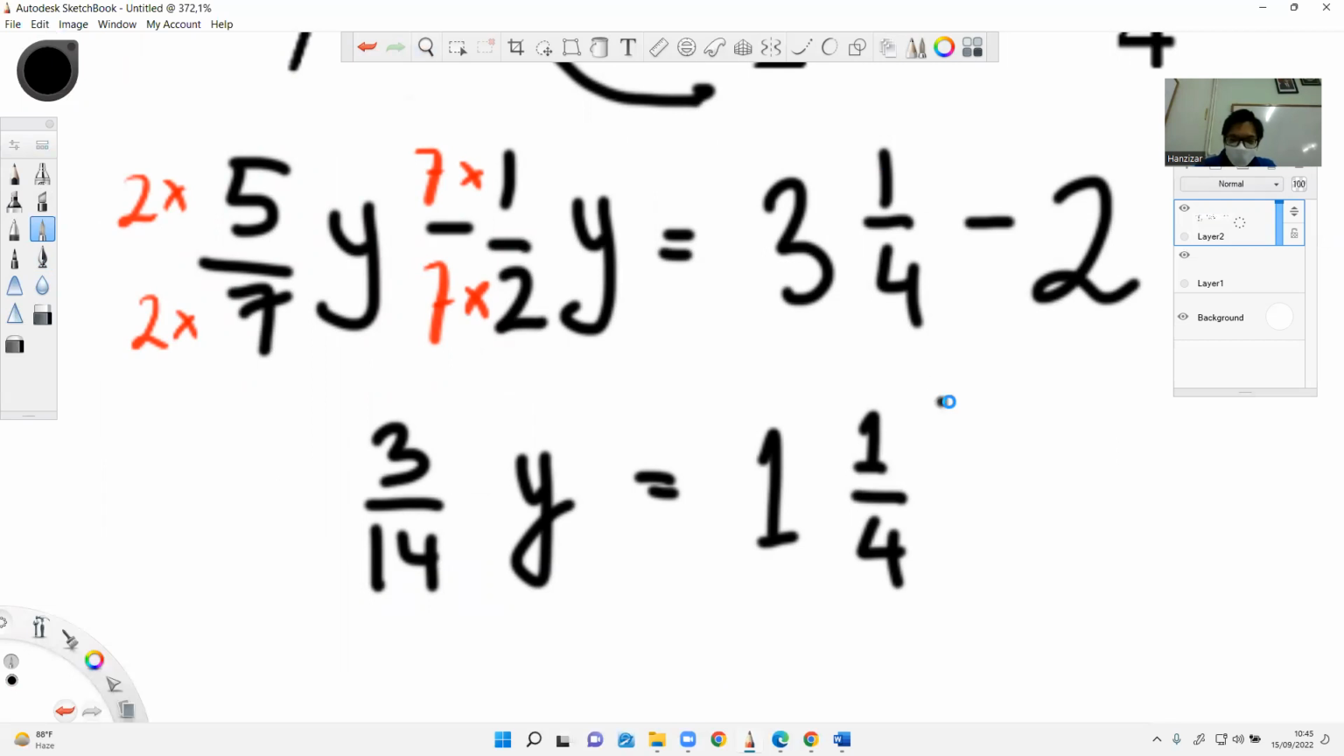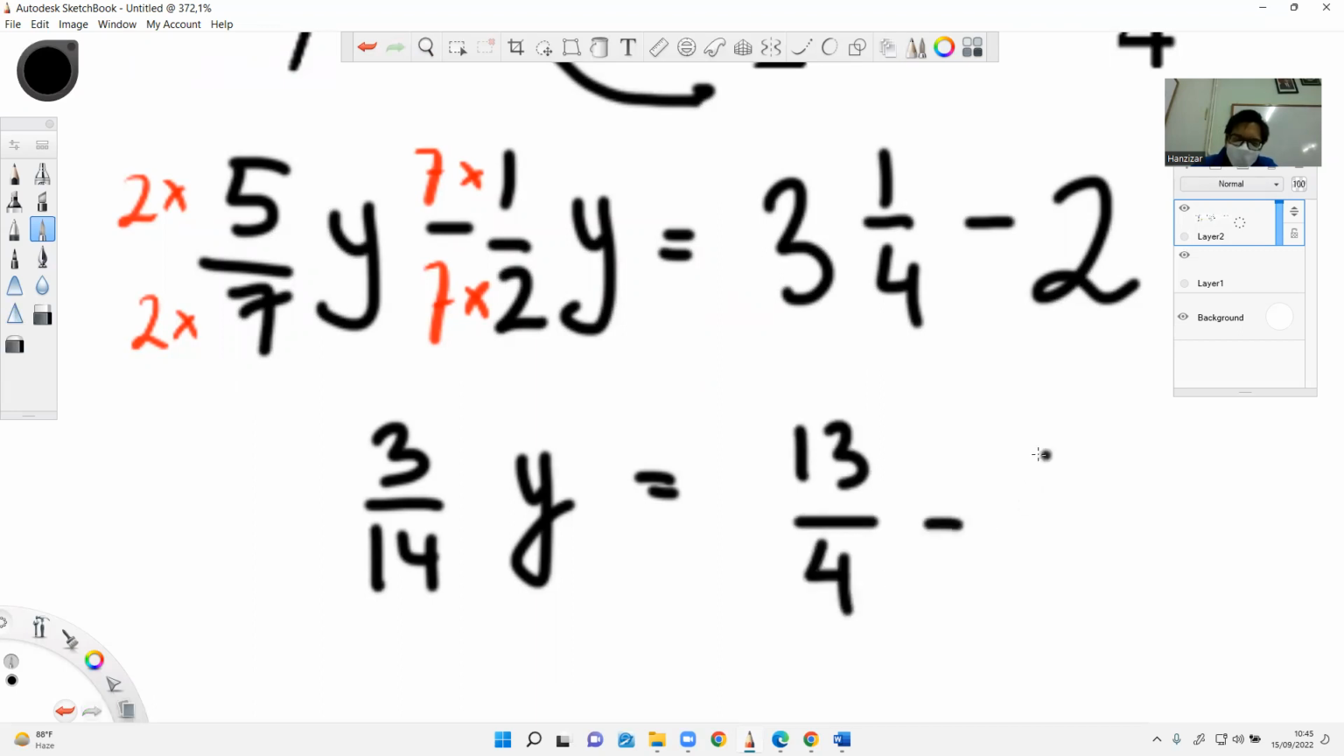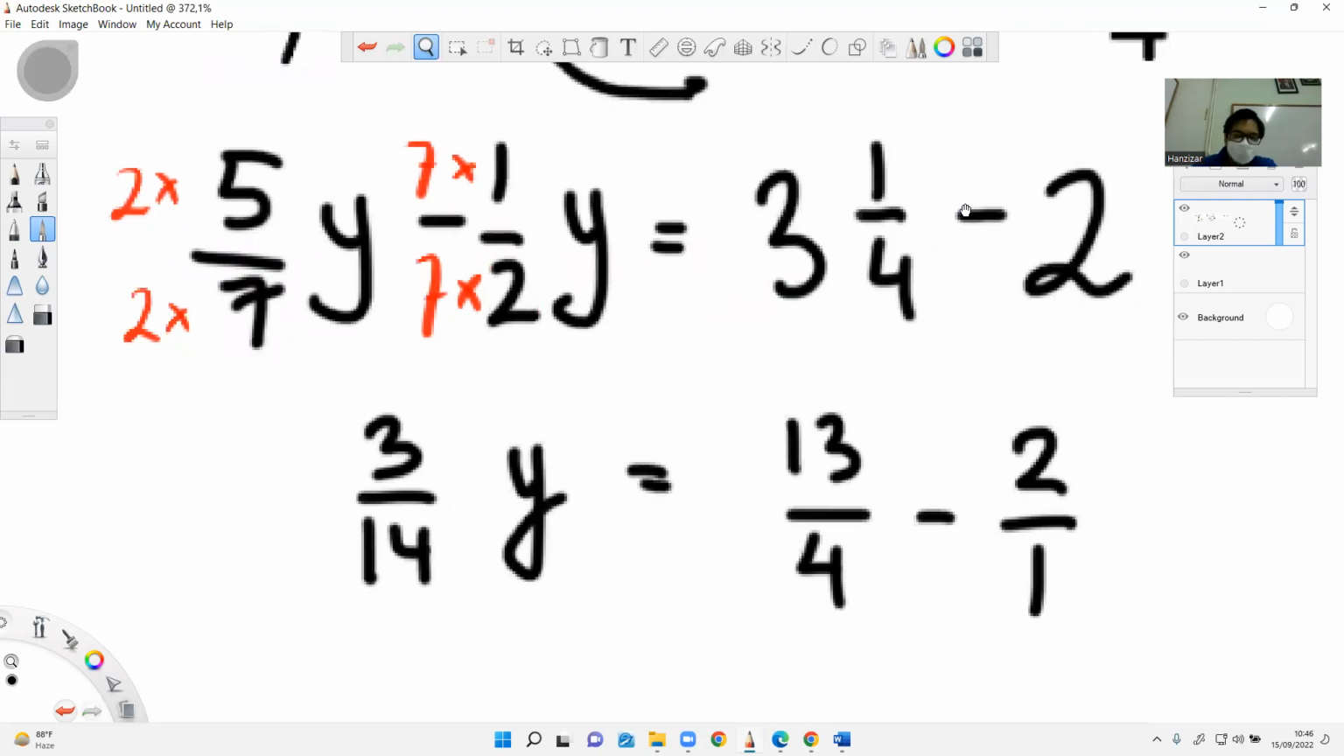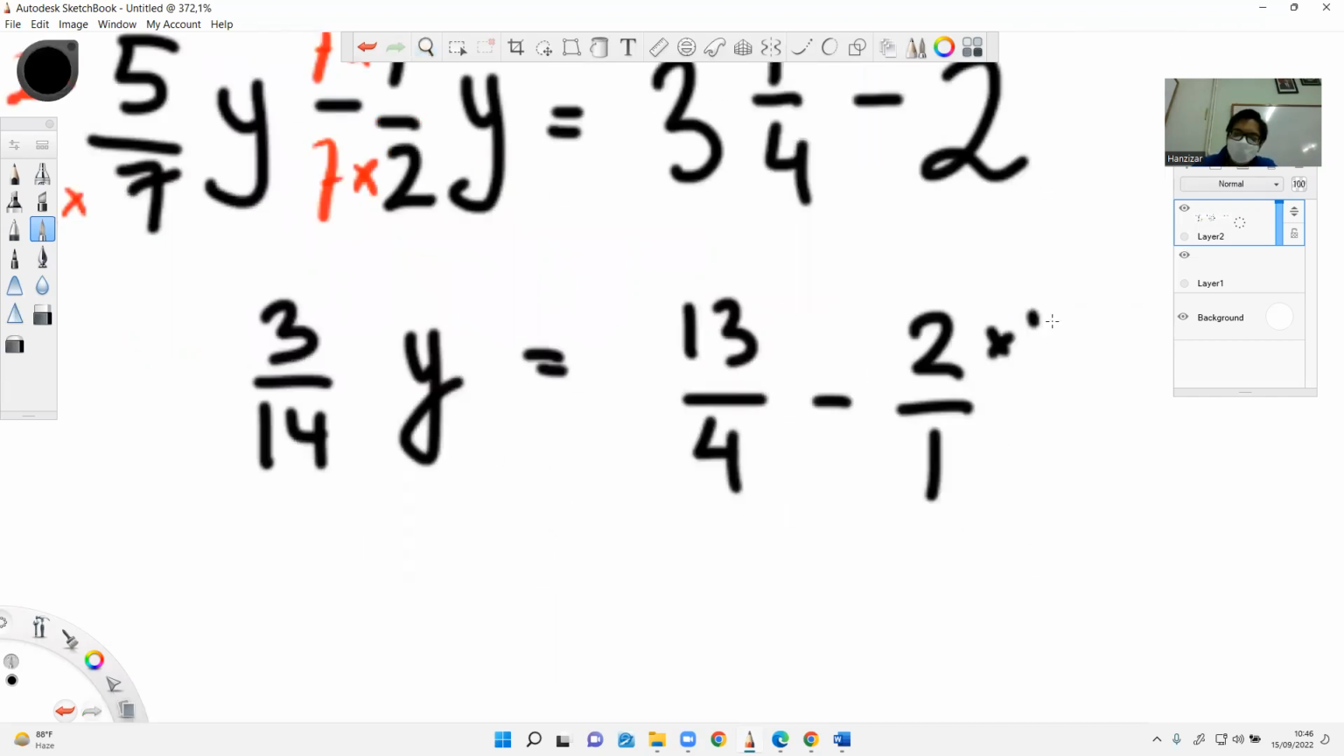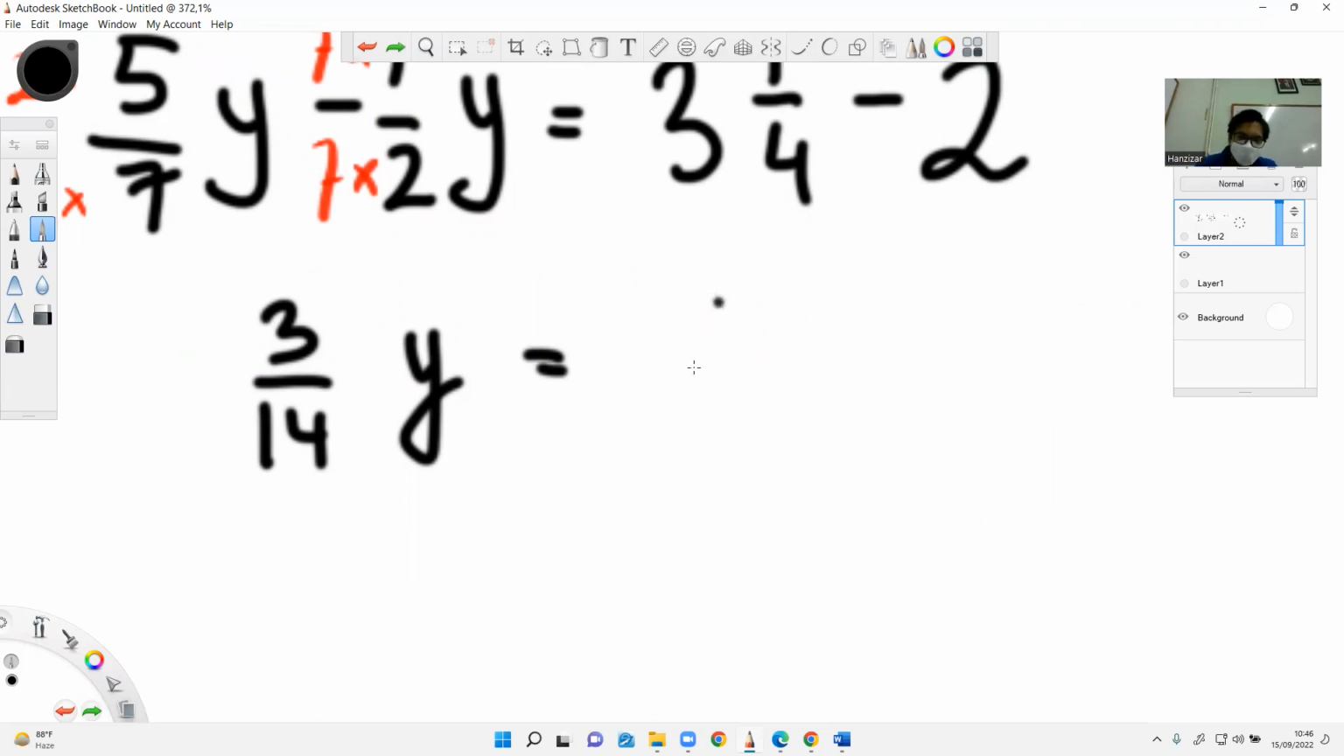If you can't, use mixed fraction, improper fraction. 2 over 1, right? 2 over 1, I multiply by 4. So what is it? 8 over 4. 13 minus 8, 5 over 4. Okay, no problem. That's also acceptable.